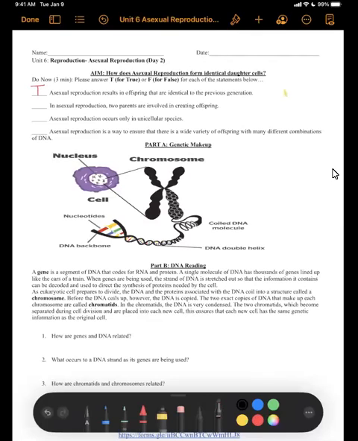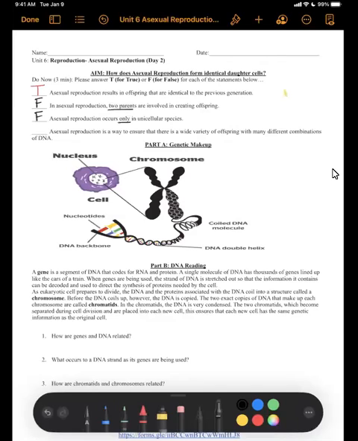In asexual reproduction, two parents are involved in creating offspring. Well, in asexual reproduction, we know only one parent is involved, but it says two parents are involved. So that's false. Next one: asexual reproduction occurs only in unicellular species. It says only. That's also false.